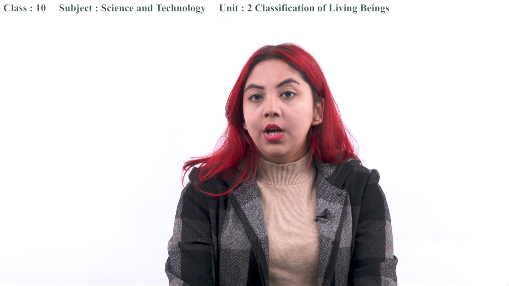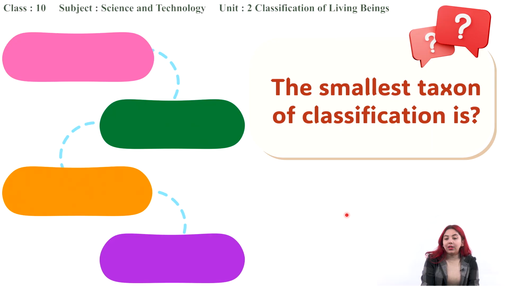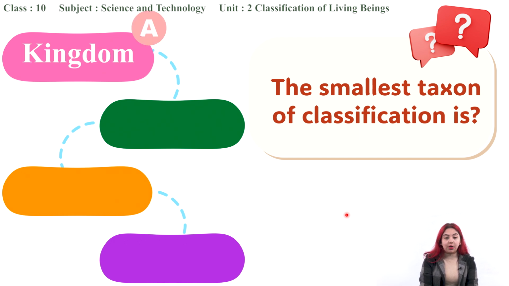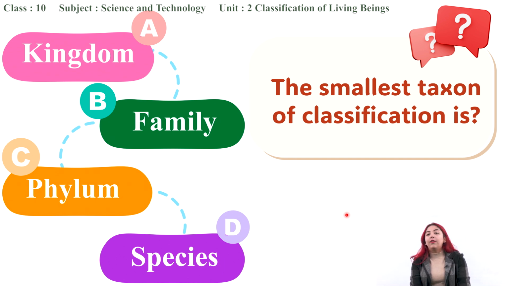Now we already studied a lot in this chapter, so let us try to solve one question from everything that I taught you until now. The question is, the smallest taxon of classification is: the first option is kingdom, then family, phylum and species. So which is the smallest taxon of classification?